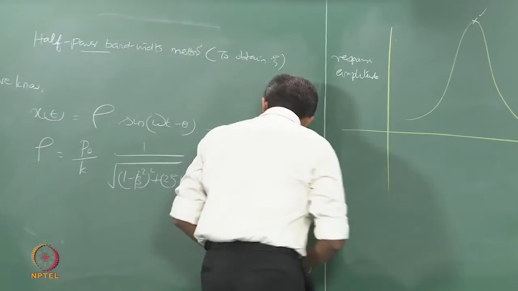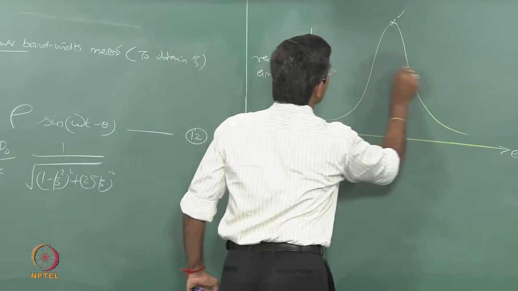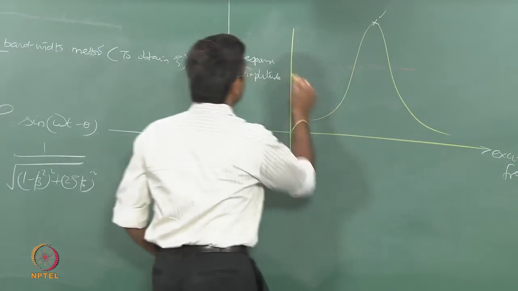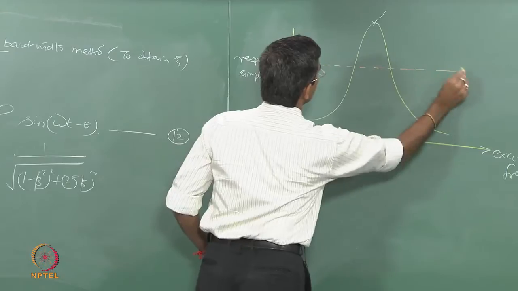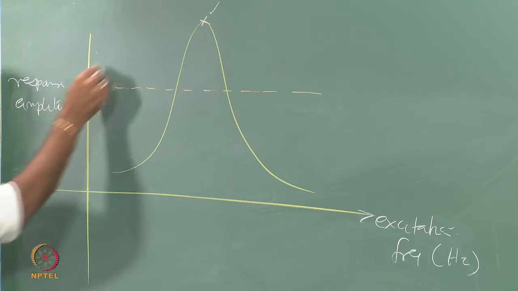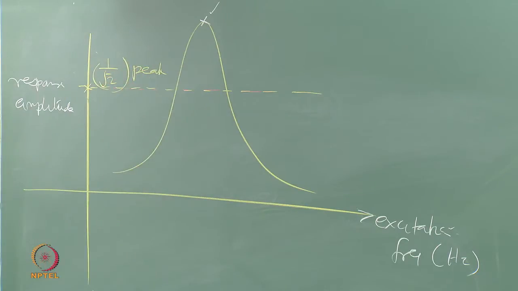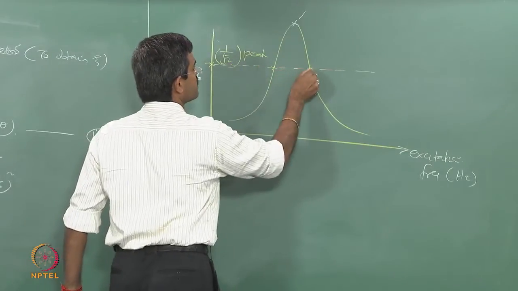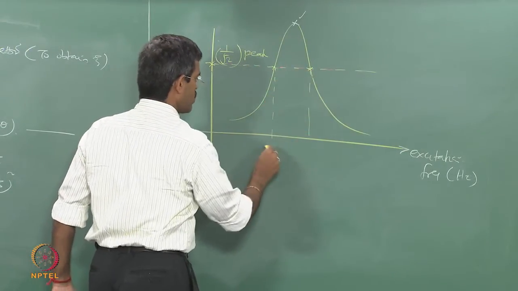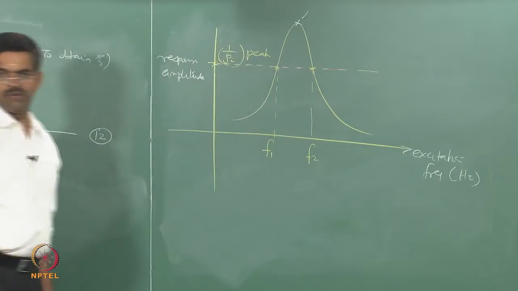Pick up this value and try to mark a horizontal line, I do not know whether you will see it or not, I will mark it in yellow, a horizontal line whose value will be equal to 1 by root 2 of the peak. Okay, pick up this value. Fortunately, it will cut this bell at 2 points. Project those frequencies down, because I will call this as F1, this as F2, F for the frequencies of the forcing function.